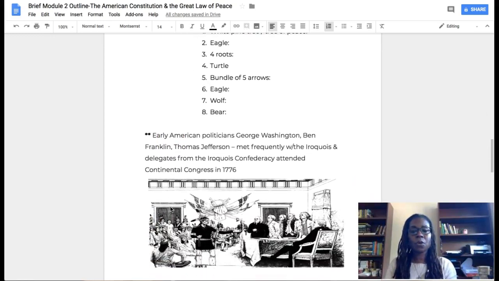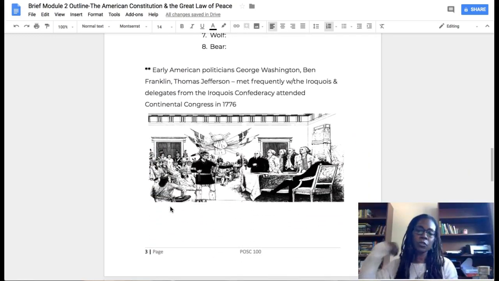So I mentioned that many of those elements are present in our society today. And it's important to note that the early American politicians that we know of as the founders of this country, including George Washington, Ben Franklin, Thomas Jefferson, met frequently with the Iroquois delegates. And these delegates were known as members of the Iroquois Confederacy. And members of the Confederacy actually attended the Continental Congress in 1776, where they were writing that first draft of the Constitution.